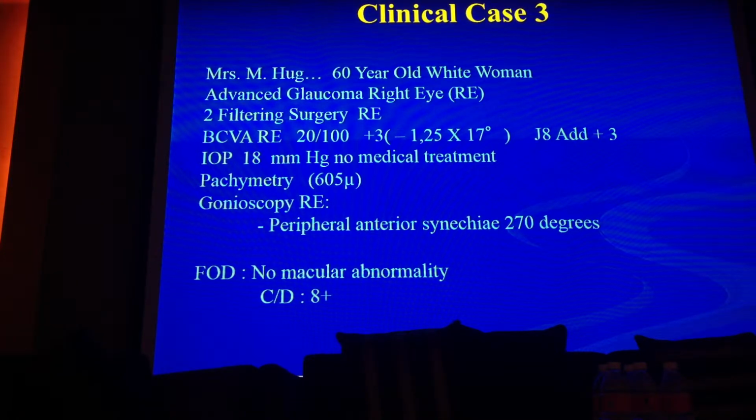The last case is this one. It's just a mix of the ultrasound and the OCT and the follow-up of the patients. We have this woman with an advanced glaucoma in the right eye, with 2 failed surgeries. She had a tension at 18 with no medical treatment due to the surgery. Pachymetry is high. In gonioscopy, many peripheral anterior synechiae, many meridians, and on the fundus, no macular abnormality.